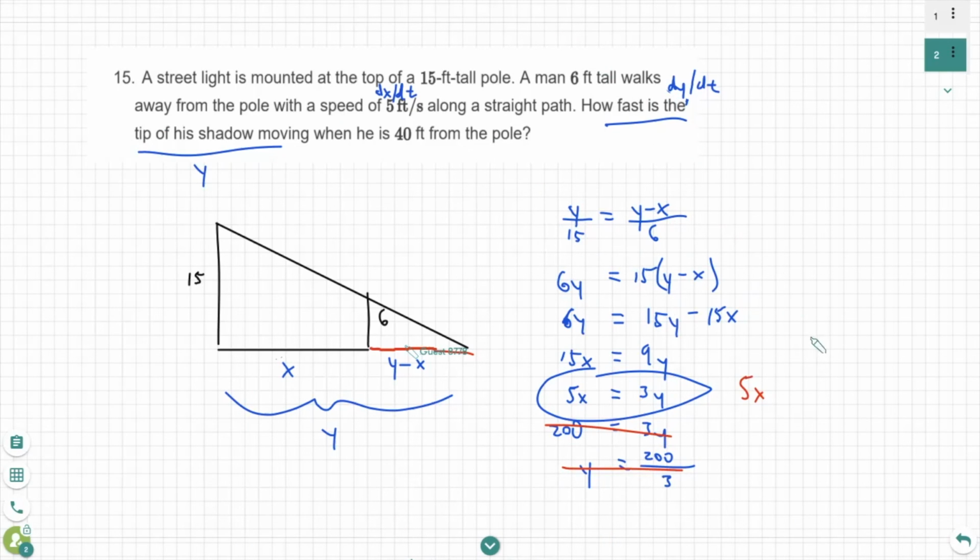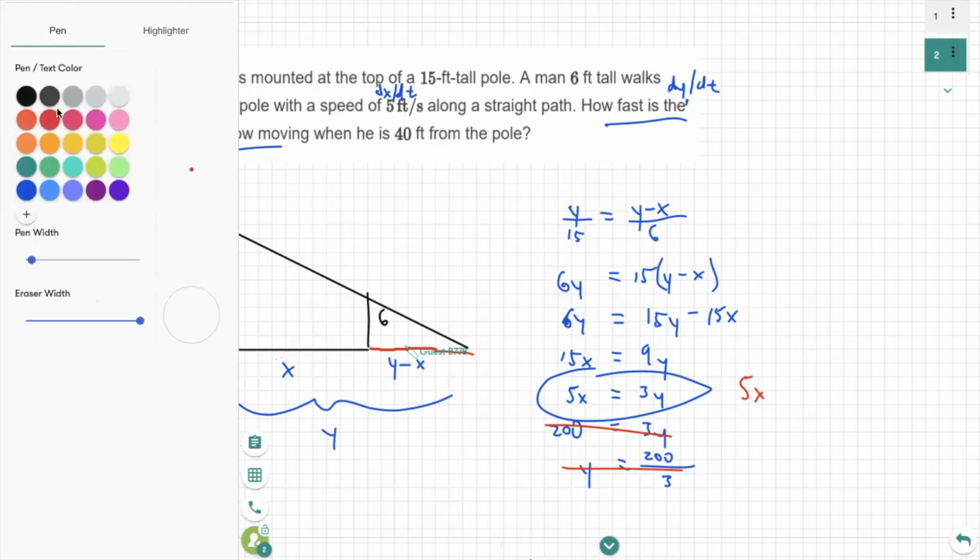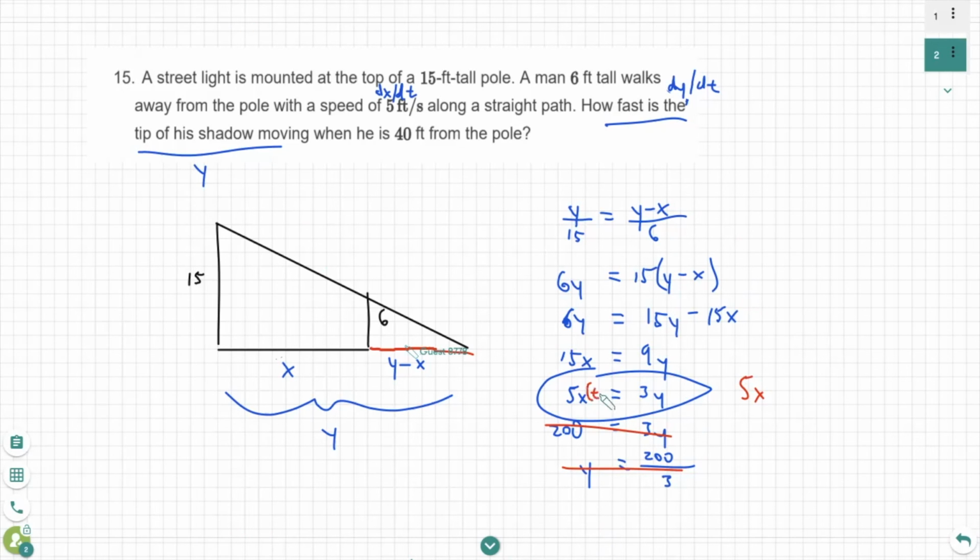What are you differentiating with respect to? t, right? So that means that x and y are functions of t. So it's 15 dx dt is equal to 9 dy dt. Oh, and dx dt is 5 feet per second. So 75 feet per second is equal to 9 dy dt. dy dt is equal to 25 over 3 feet per second.